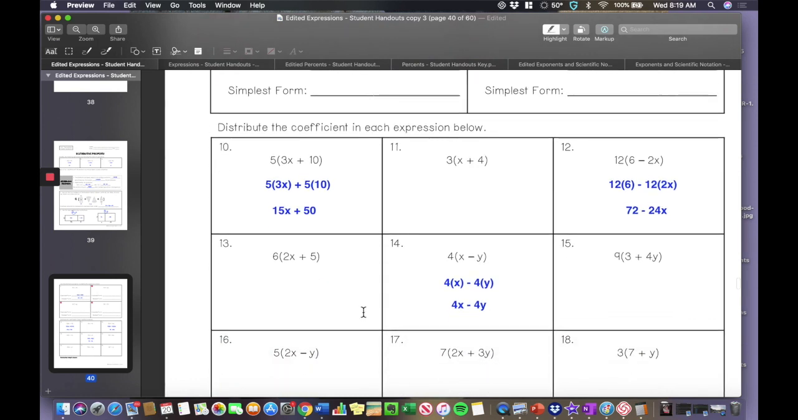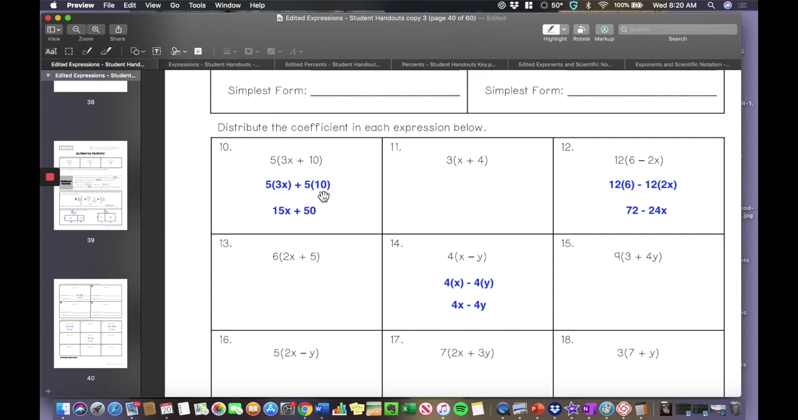So when we move down the page here, it says distribute the coefficient in each expression below. So my coefficient here is 3x. So I'm going to take 5 and multiply it by 3x. 5 times 3x. And then 5 times positive 10.